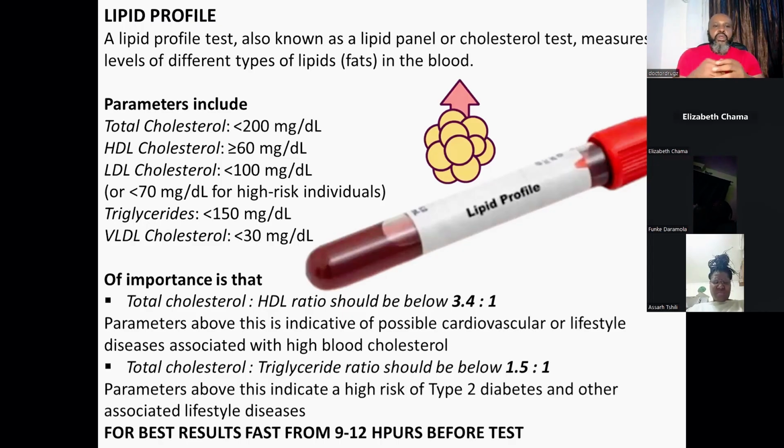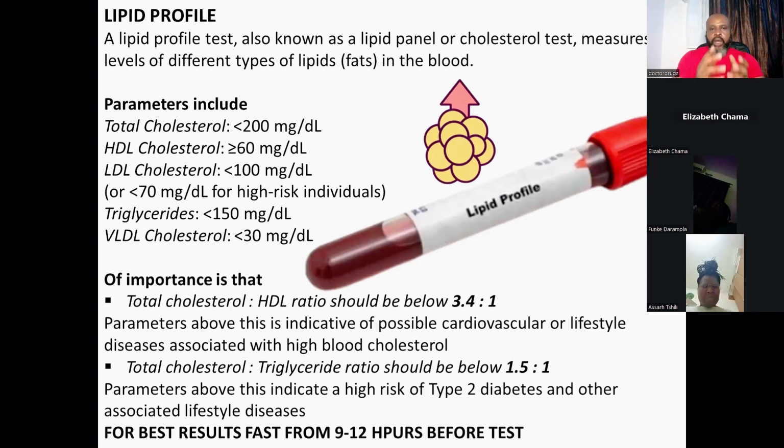So these parameters include total cholesterol, which has to be less than 200 milligrams per dL. High density lipoprotein cholesterol has to be equal to or greater than 60 milligrams per dL. Take note of this. We'll talk about something shortly. Low density lipoprotein or bad cholesterol should be less than 100. I see some people bringing results and they write the ranges from something to 200 or something. That is completely wrong. It should be less than 100 and even less than 70 for people that are having high risk. Triglycerides should be less than 150 milligrams per dL, and VLDL cholesterol, that's very low density lipoprotein cholesterol, should be less than 30 milligrams per dL.